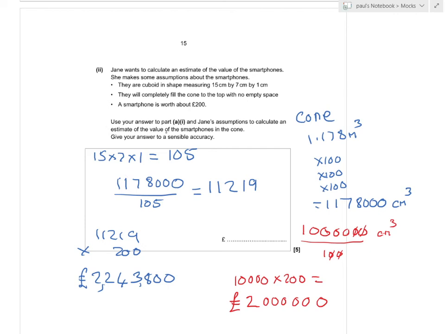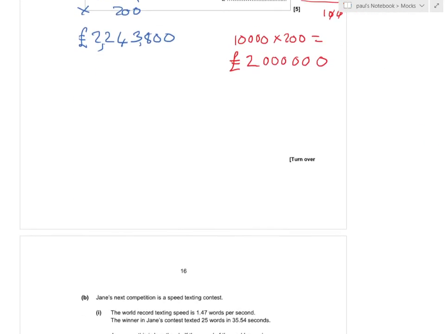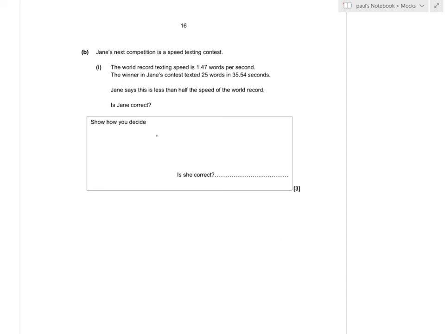I don't know, as an estimate. Give your answer to a sensible degree. It's not really, is it? Because what sort of 2 million quid's worth of phones is in there? It's crazy. Now the next competition is a speed texting contest.